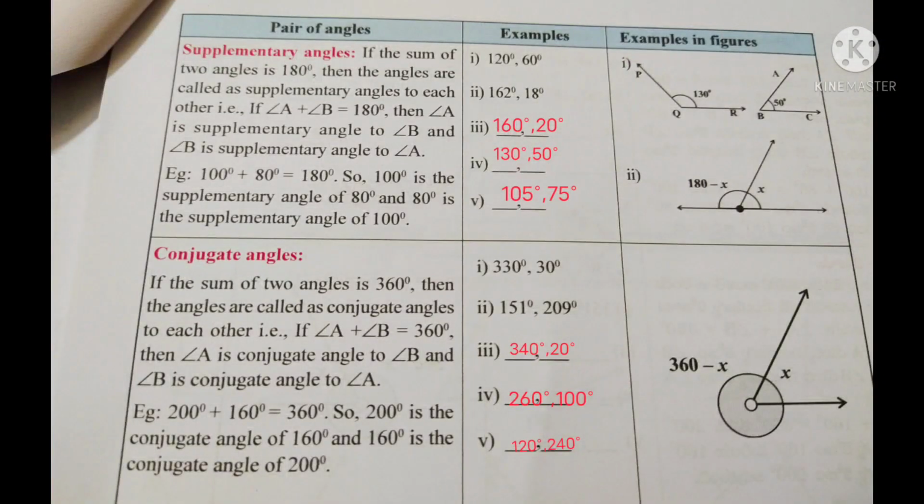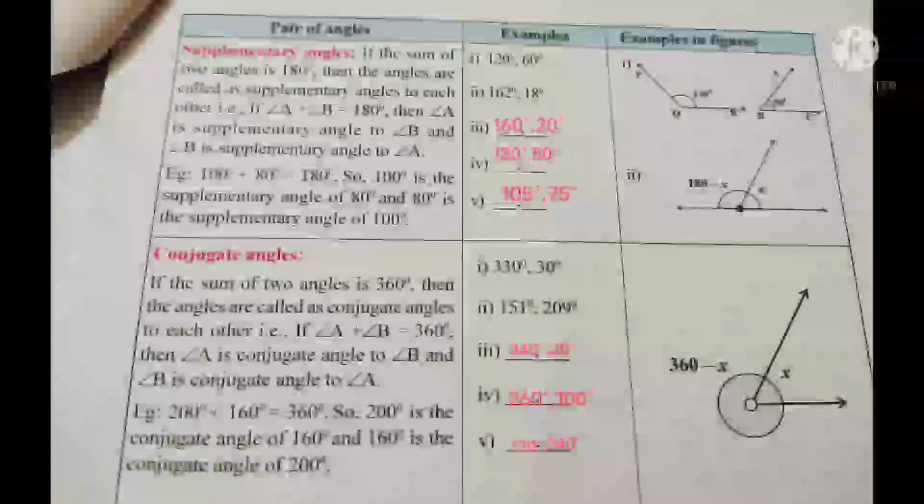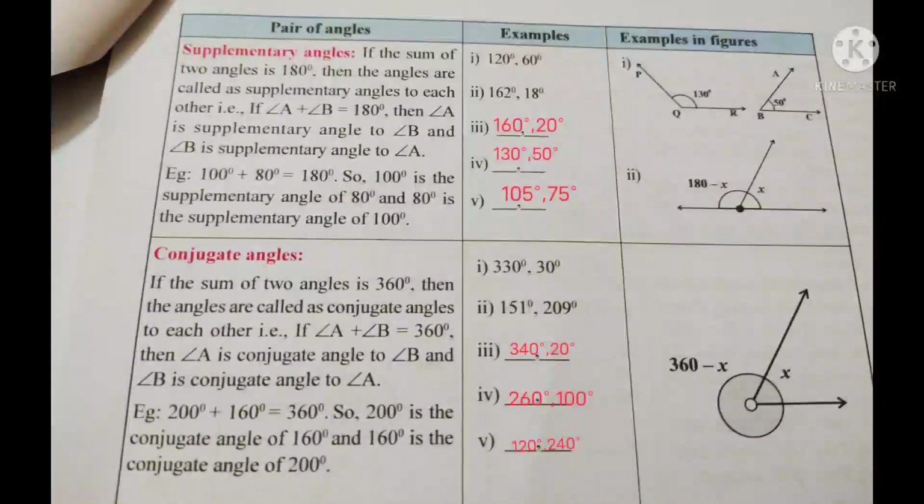The next pair of angles type is conjugate angles. If the sum of two angles is 360 degrees, then the angles are called conjugate angles to each other. That is, if angle A plus angle B equals 360, then angle A is the conjugate angle to angle B and angle B is the conjugate angle to angle A.